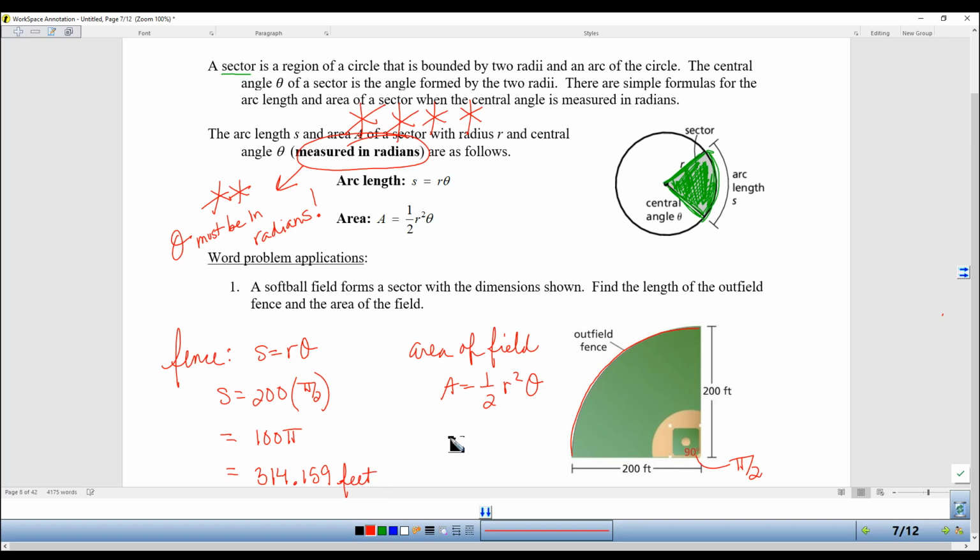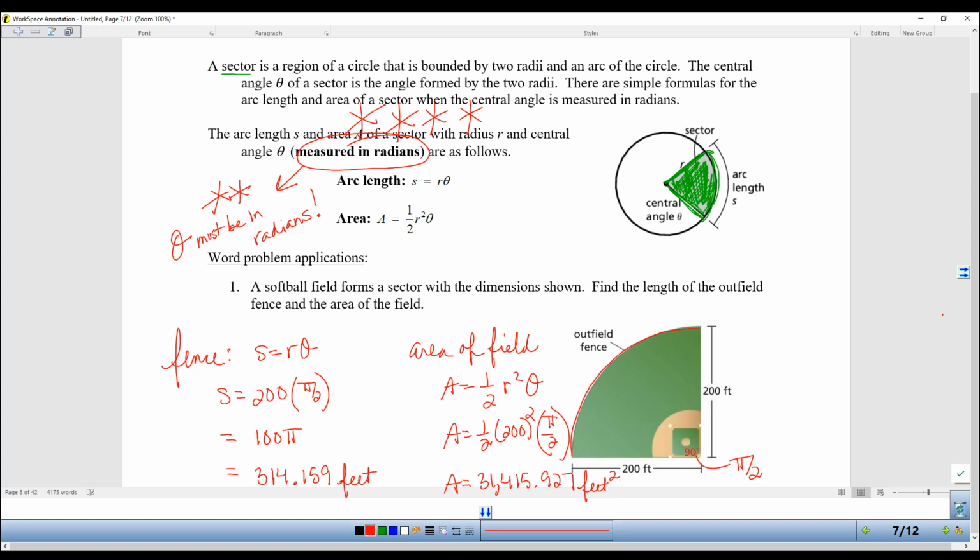And then for the area of the field, it's going to be 1/2 200 squared, and again, pi halves. And you can just type that into your calculator. There's a pi button. Don't use 3.14. Actually use the pi button, which is above the caret key. And you'll get 31,415.927 feet squared. Make sure you have your unit.